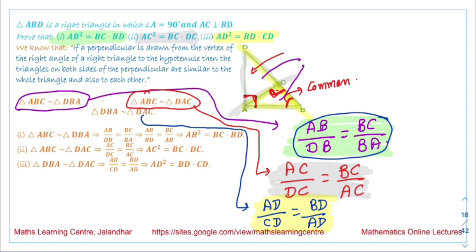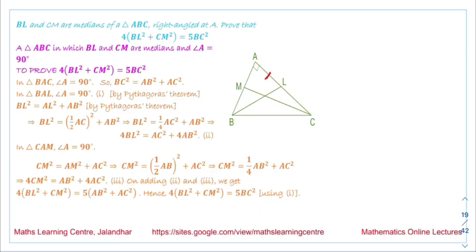Next is BL and CM are the medians of the triangle ABC. So we are saying these two lengths are equal, these two lengths are equal, and the triangle that is given to us is right angled at A. So it is given that this angle at A is a right angle. So we have to prove that BL square plus CM square is equal to 5 times BC square.